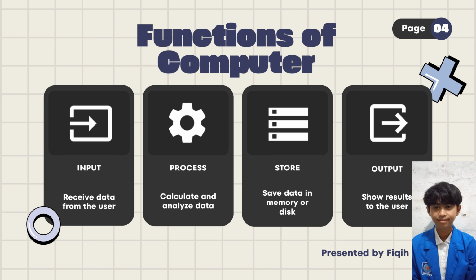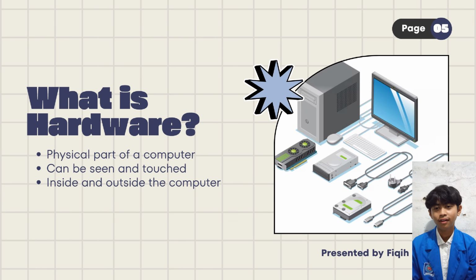Next, what is hardware? Hardware is the physical side of a computer. Everything that can actually be seen and touched. Some hardware sits inside the computer, like the processor and memory, while others are on the outside, like the keyboard and monitor. No hardware, no computer.